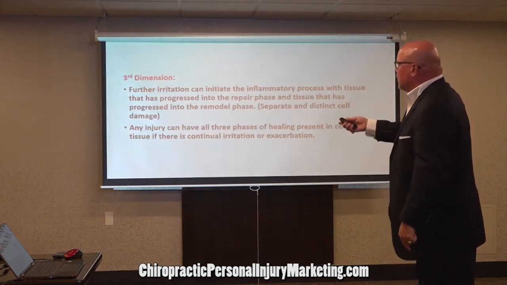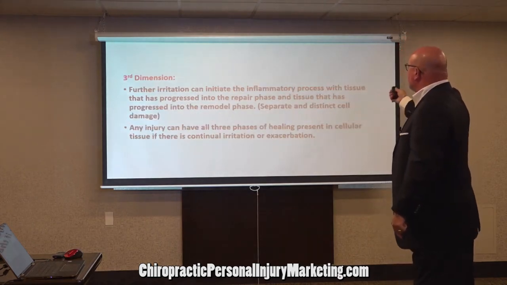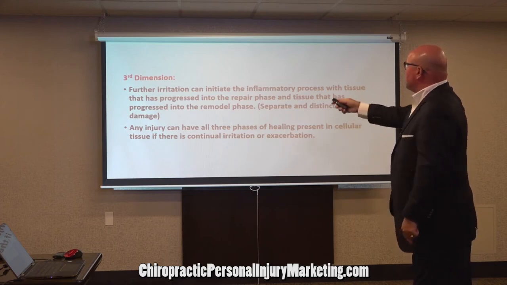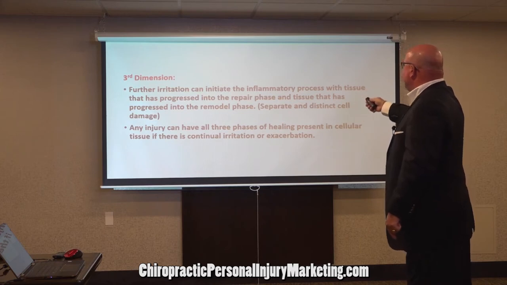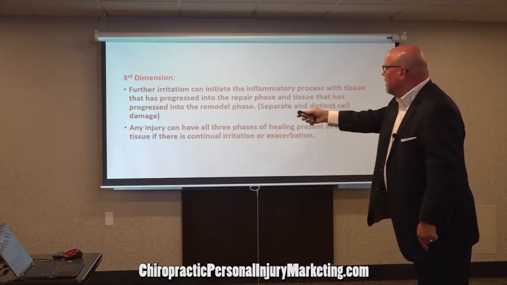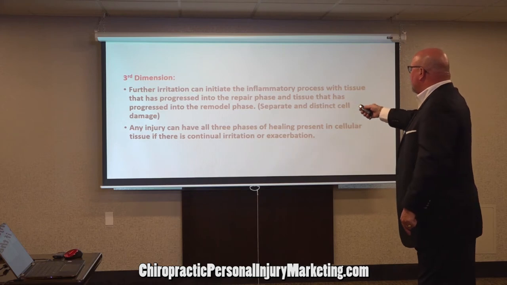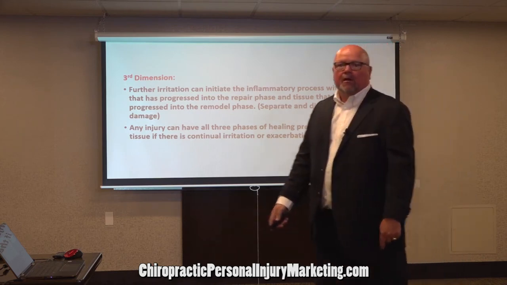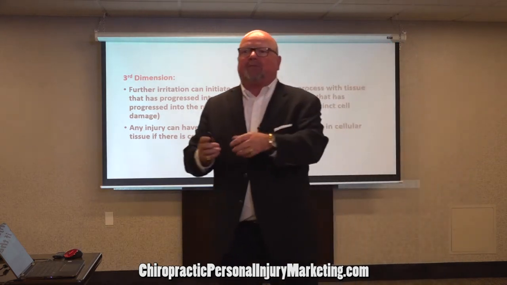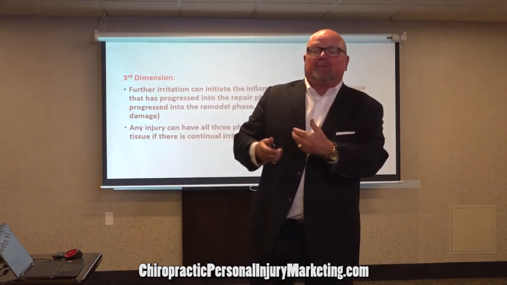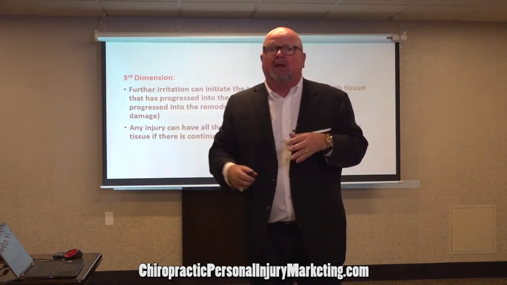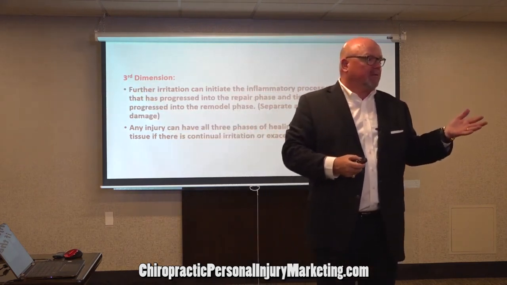What's the third dimension? Further irritation can initiate an inflammatory process with tissue that has progressed into the repair phase and tissue that has progressed into the remodel phase. Separate and distinct cell damage. Any injury can have all 3 phases of healing present in cellular tissue if there is a continued irritant or exacerbation. You can have all 3 going on simultaneously. You can have pain and inflammation. That tissue could have progressed into the repair phase and you could have re-irritated, creating different pain and irritation, as well as tissue that's now in the remodel phase.